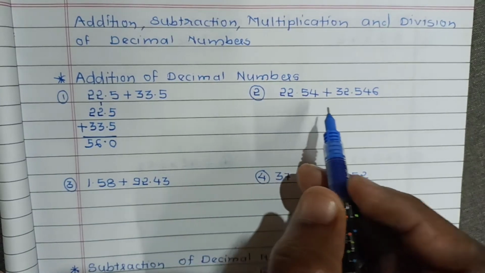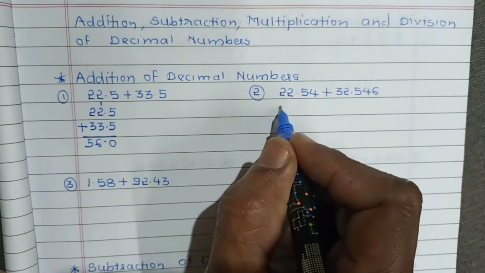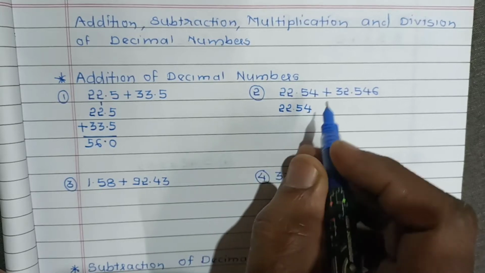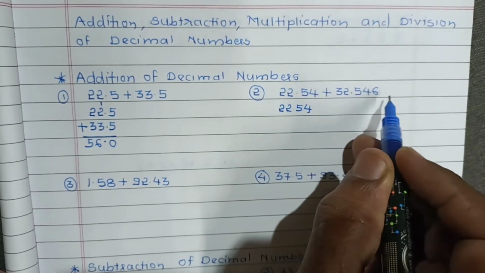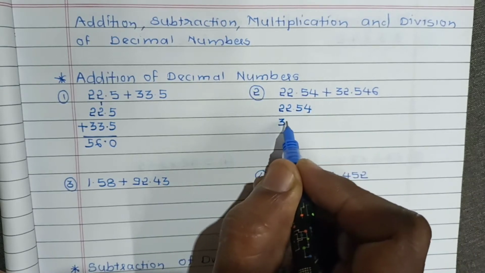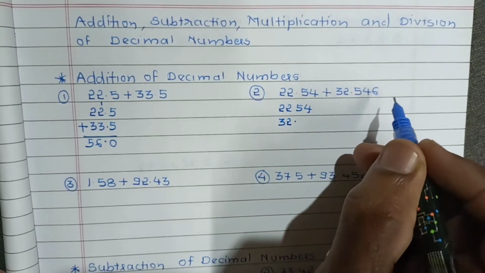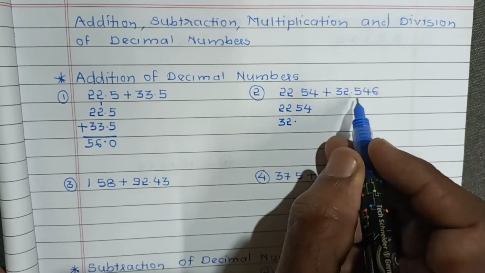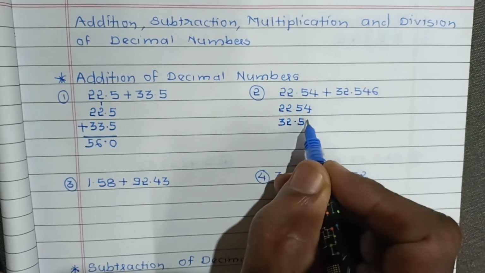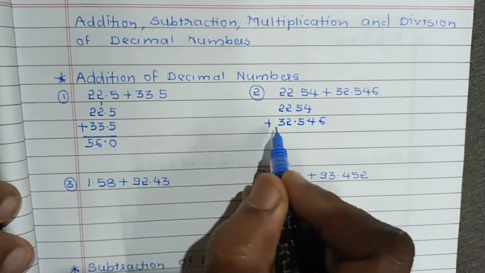Let us solve the second question. 22.54 plus 32.546. So you have to write the 22.54. Then next number is 32.546. This 32 you have to write here. Then decimal point 546. So this you have to write properly. So 5 you have to write below 5. Then next number is 4 and then next number is 6. Now you have to add this.